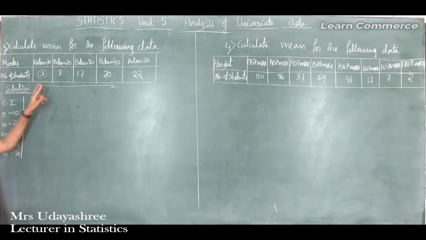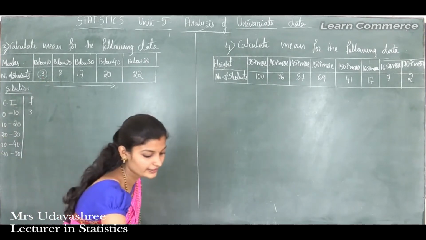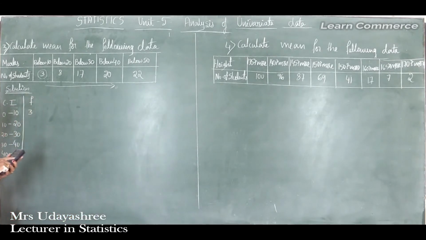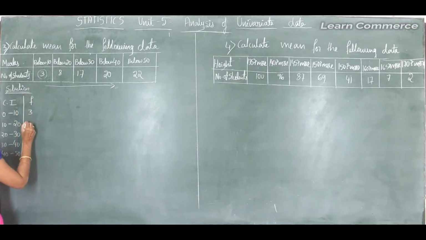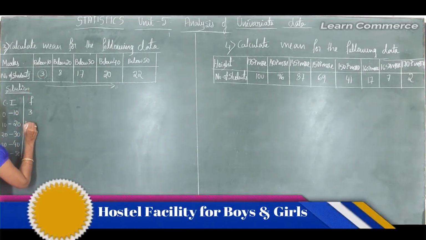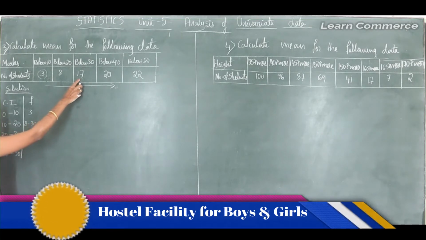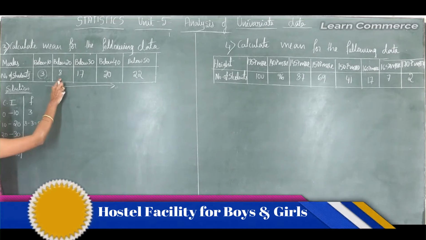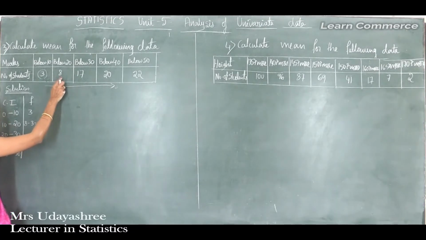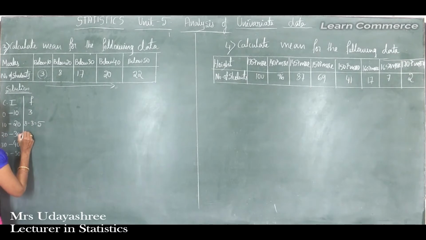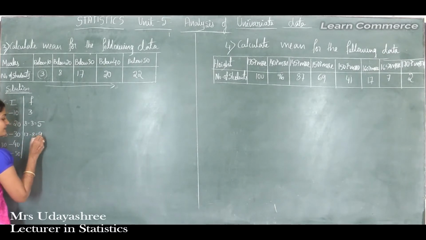After that, from this 8 I will subtract this 3. So 8 minus 3 is 5. Next, here it is 17 and here it is 8. From this value I will subtract 8. So 17 minus 8 is 9. So here the third class frequency is 9.